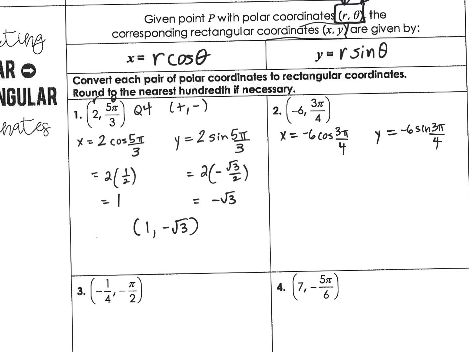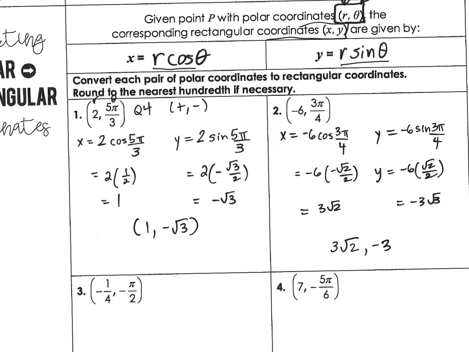All right, so we plugged into our formulas here. Use this formula for x, use this formula for y. Use our knowledge of the unit circle. Cosine 3 pi over 4, that's second quadrant, so cosine is negative. That'd be negative root 2 over 2. But sine would be positive root 2 over 2. So this is going to be positive 3 root 2. And this is going to be negative 3 root 2. So 3 root 2, negative 3 root 2 is our x, y point, isn't it?